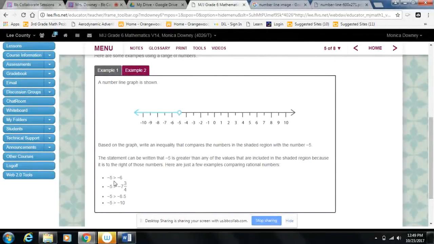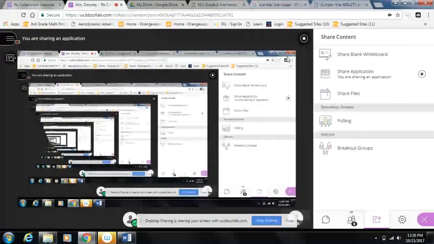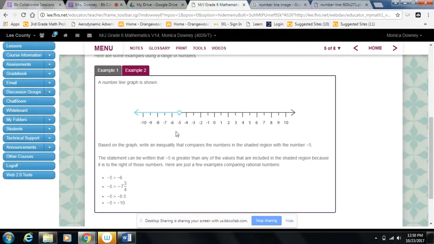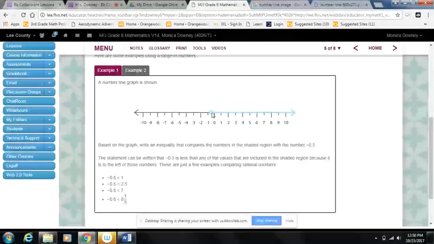Do you see how negative 5 is greater than negative? That fits into my range, as well as any of the rest of these. They all started with negative 5 and build into the range. Let's look at the second example. Here's one that uses positive numbers. It starts at 0.5 and says that 0.5 is less than 1. 0.5 is less than 2.5. 0.5 is less than 7. All of those fit in our example.